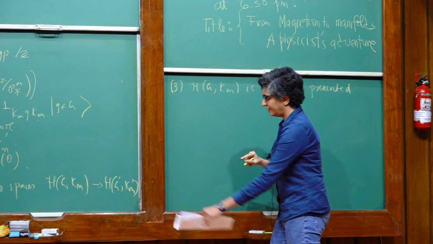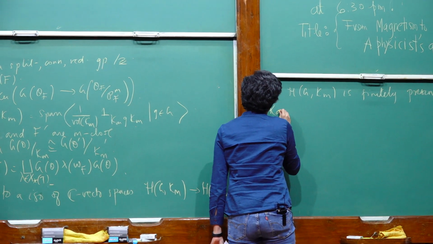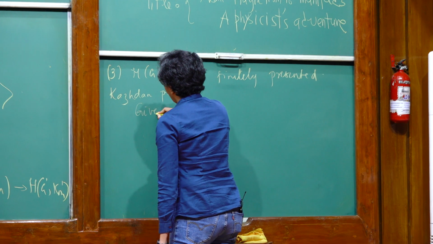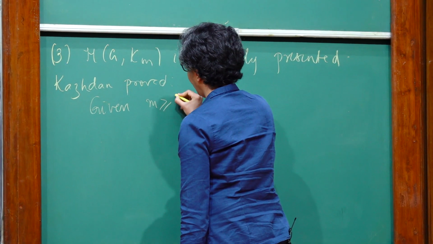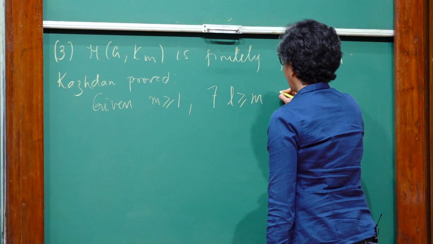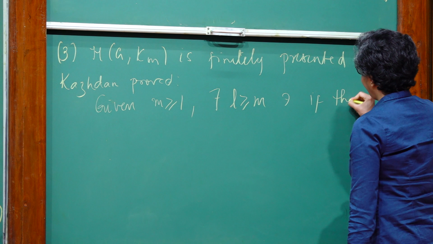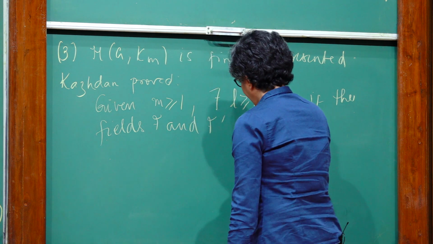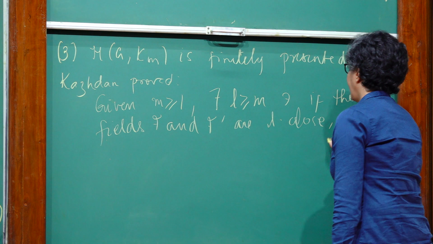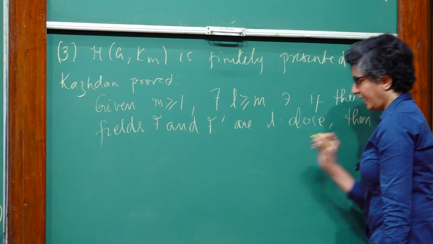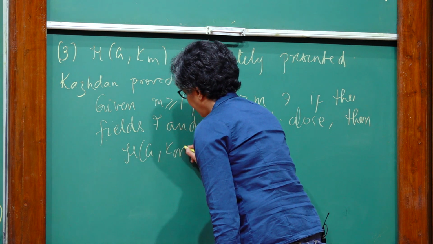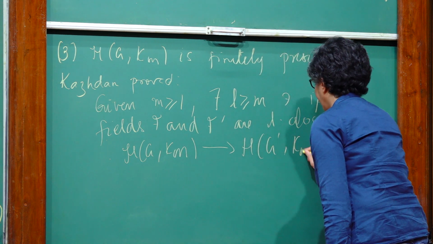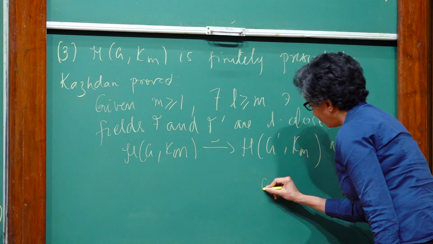So combining this with these observations, Kazhdan proved that given m greater than or equal to 1, there exists L greater than or equal to m, such that if the fields F and F prime are L-close, then the Hecke algebras H(G, K_m), I mean, this map of C vector spaces, is actually an algebra isomorphism to H(G prime, K_m prime).